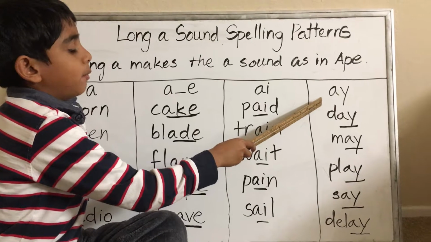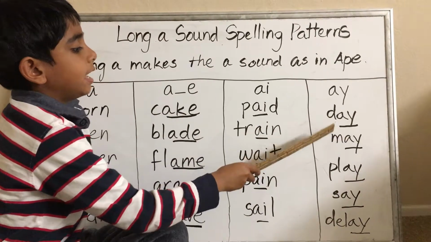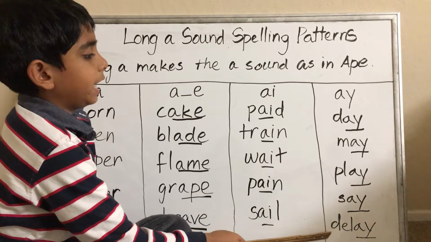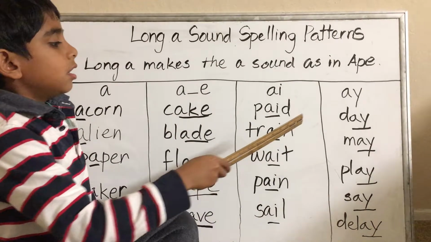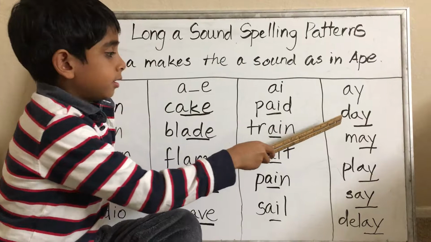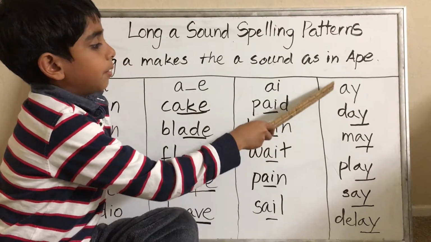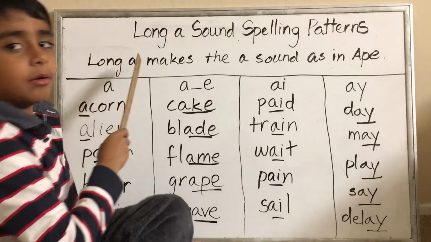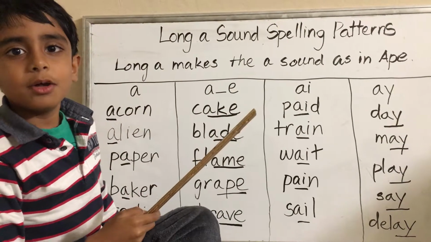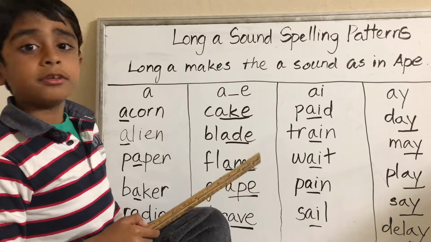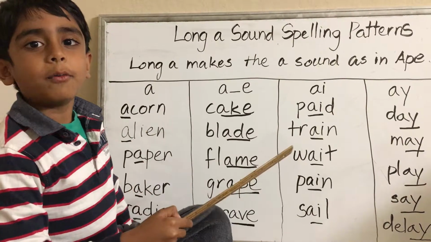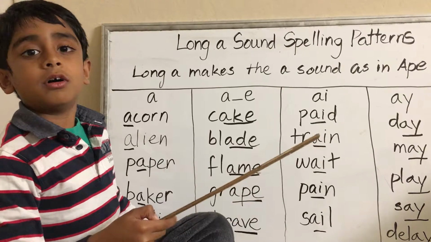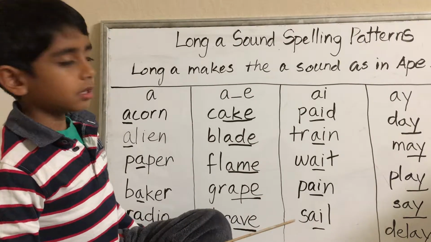Finally, AY, as in day, may, play, say, delay. In all these words, the A and Y combine to make the long A sound. Hope you understood all the 4 ways to spell the sound A.